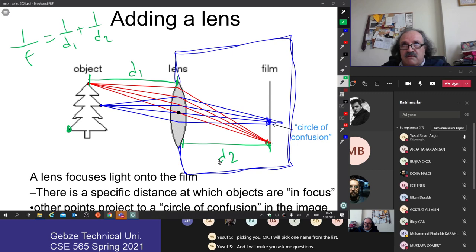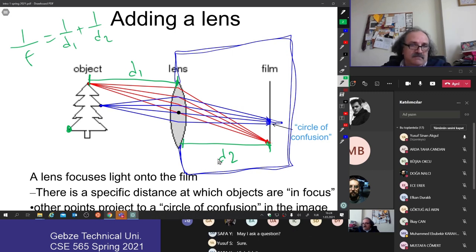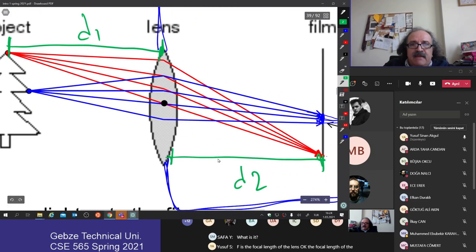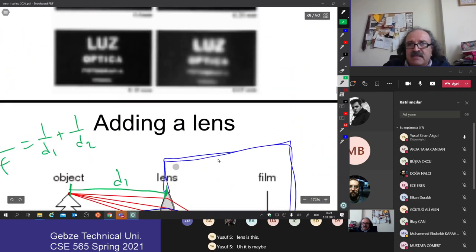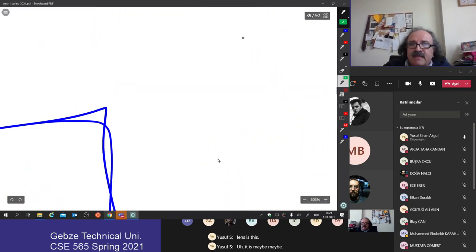May I ask a question? Sure. I didn't remember the F parameter. What is it? F is the focal length of the lens, okay? The focal length of the lens is this. Maybe since this is a thin lens, how do I make a thin lens? It is like this part.